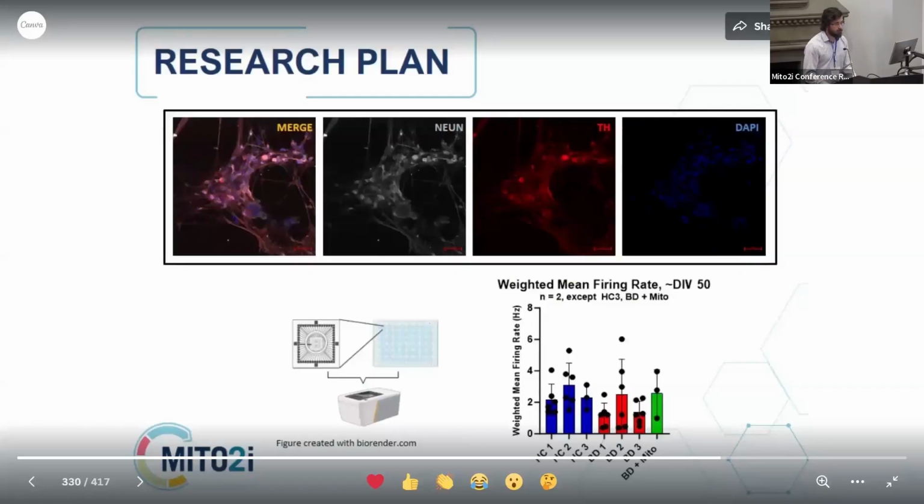To that end, I am now in the process of generating dopaminergic neurons from these patient samples, as you can see from this immunofluorescent characterization. And currently, I am looking at the firing rate of these neurons using this multi-electrode array platform. And what we are hoping to do is interrogate their response to different drugs and how that changes the firing rate.